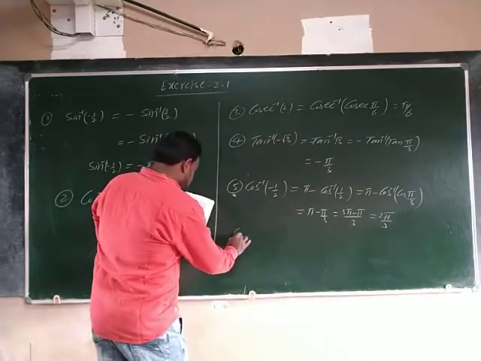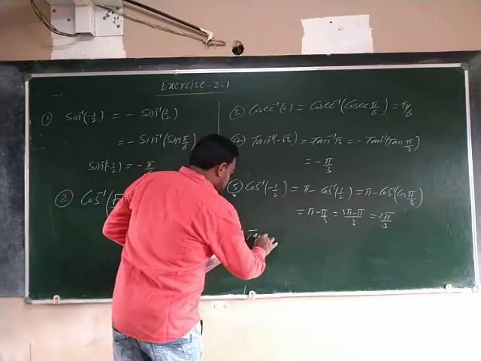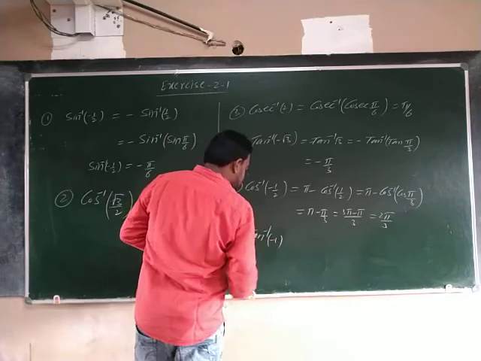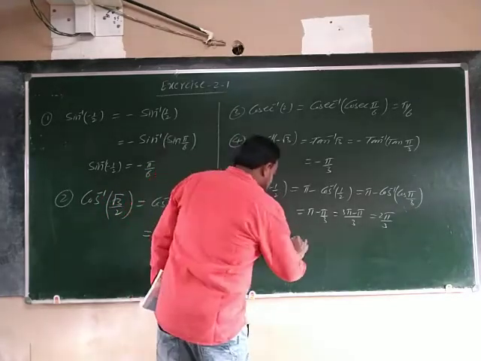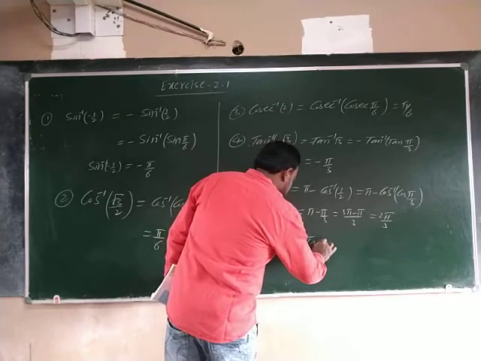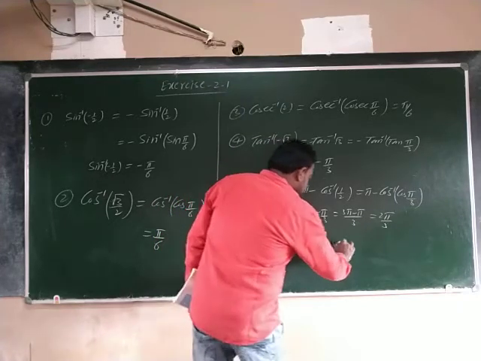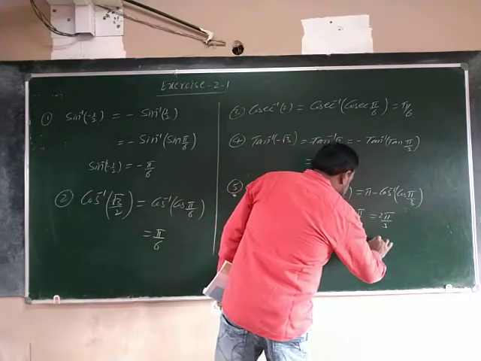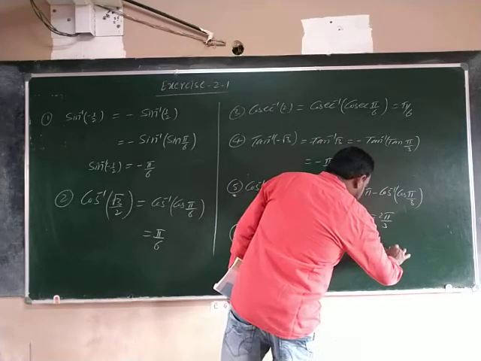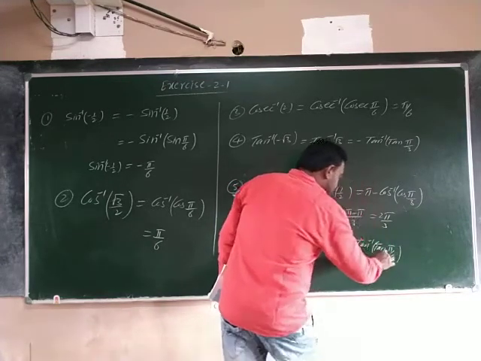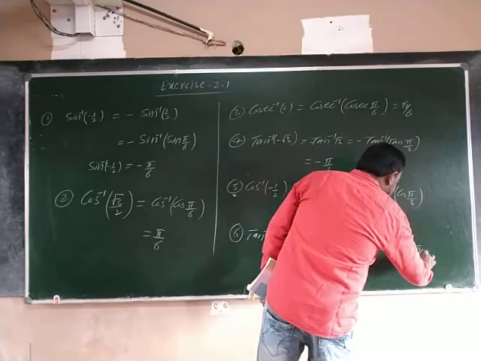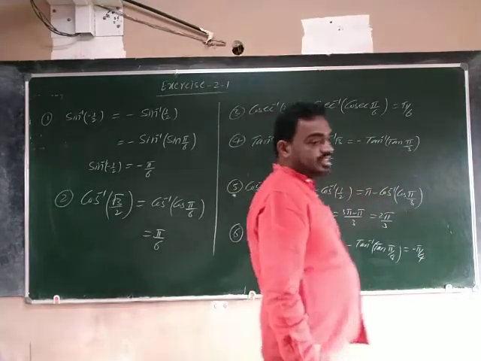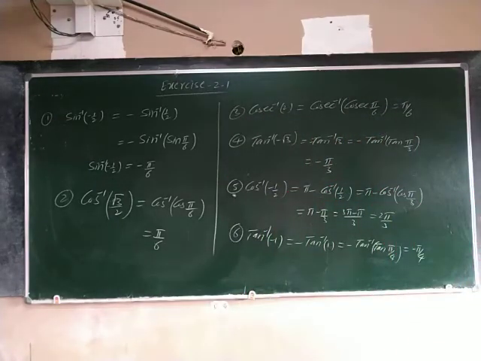Next, sixth question. Tan inverse of minus 1. This is equal to minus tan inverse of 1, which is minus tan inverse of tan pi by 4, since tan pi by 4 is 1. This is equal to minus pi by 4. These are the first 6 question answers.